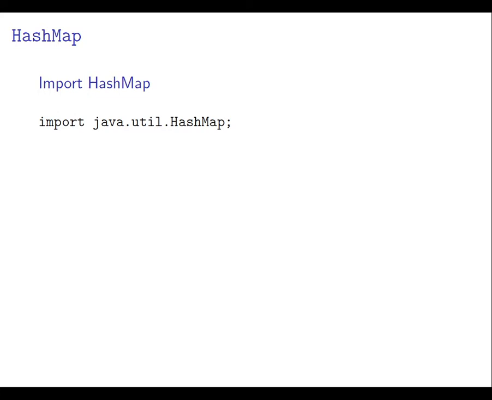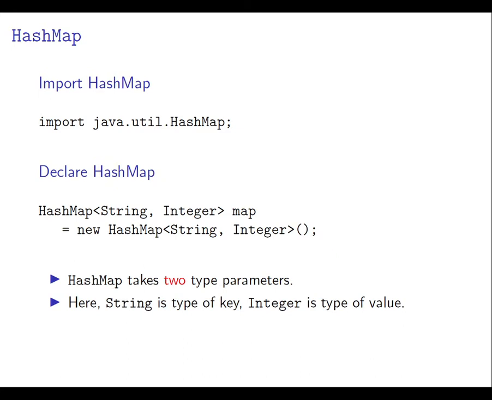How do you use it? Very much the same as you are becoming used to. You import its class, in this case java.util.HashMap. Just as with the ArrayList, you don't need to give the type you're planning to use it at. You declare it and initialize it, and here you do have to give two type parameters. You have to give the type of the key and the type of the value. In this case we're going to use a string as key and an integer as value.